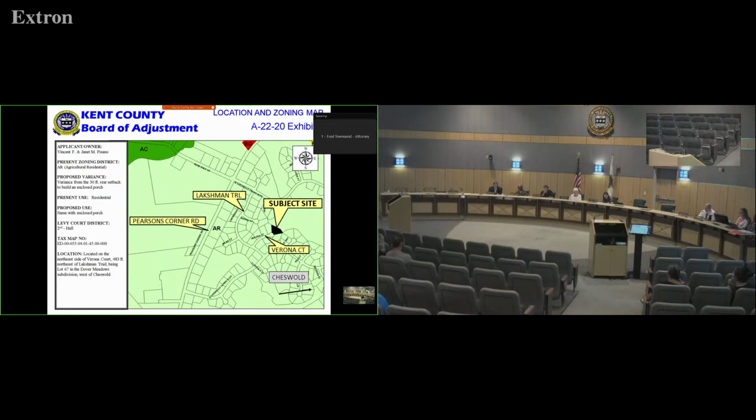So the Pisanos are seeking a variance from the 30-foot rear setback to build an enclosed porch. This property is located on the northeast side of Verona Court, 483 feet northeast of Lakshman Trail, being lot 67 in the Dover Meadows subdivision. This is west of Cheswold. It's in Levy Court District 2, and it is zoned AR.